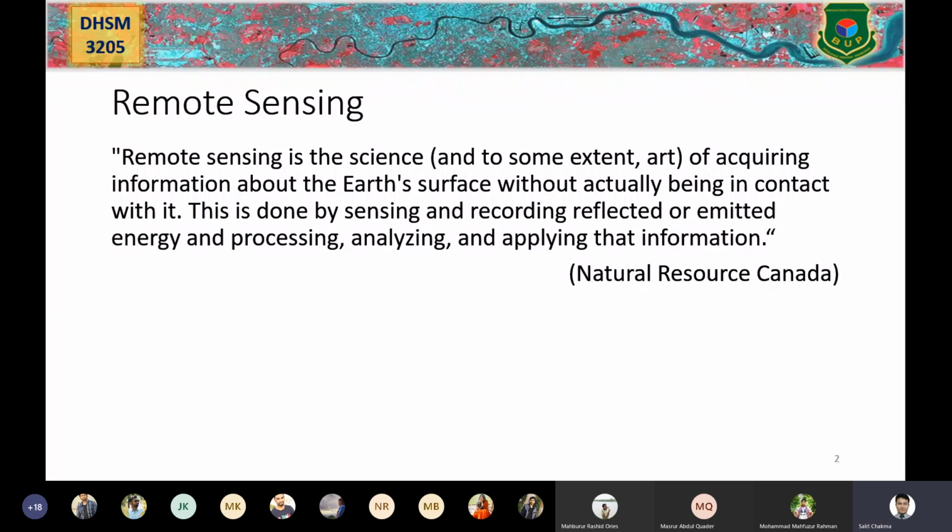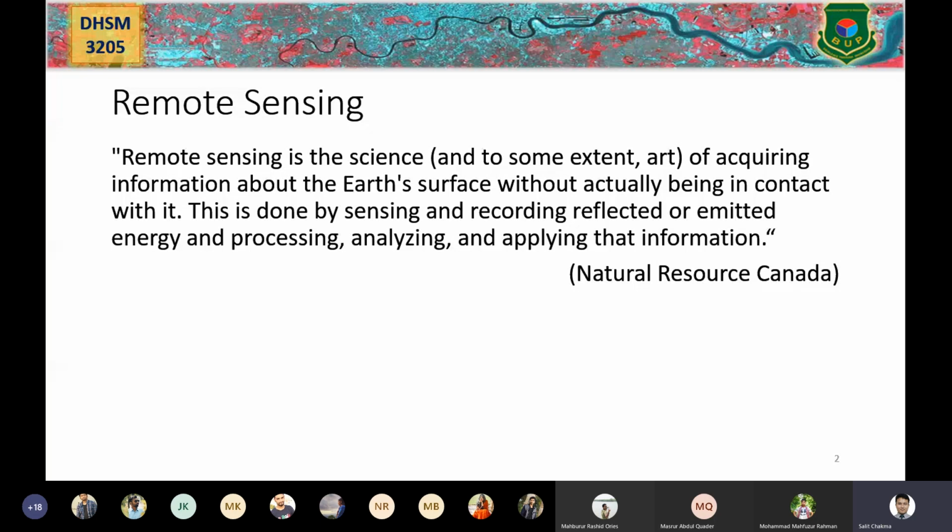So let's read. Remote sensing is the science and to some extent art of acquiring information about Earth's surface without actually being in contact with it. So that means remote sensing is something, just like I said in my previous classes. Sometimes the definitions in English or the words in English are very intuitive.